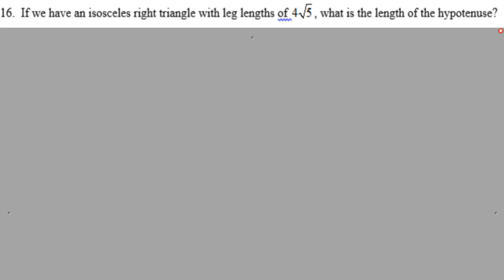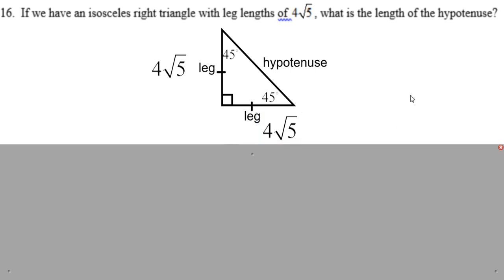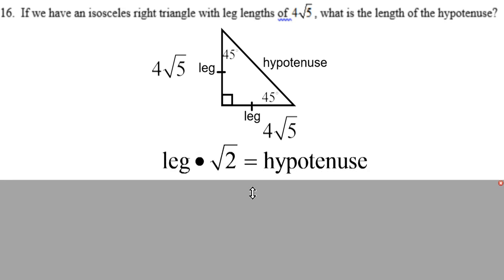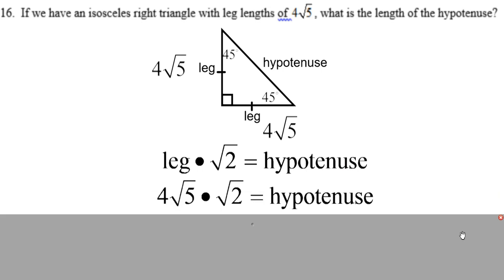Well, how about this one? If we have an isosceles right triangle with leg lengths of 4 square roots of 5, what would be the length of the hypotenuse? Again, let's get a visual. Here's our isosceles right triangle, and the lengths of the legs are labeled as 4 square roots of 5. Now, what's the relationship between the leg and the hypotenuse for these types of triangles? They have that ratio of the square root of 2. So the length of the leg times the square root of 2 is equal to the hypotenuse. So the length of the leg is 4 square roots of 5. If I multiply that by the square root of 2, that will give me the length of the hypotenuse.